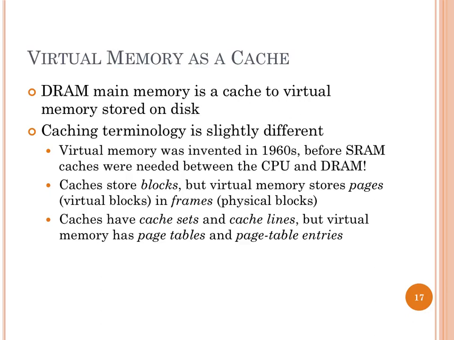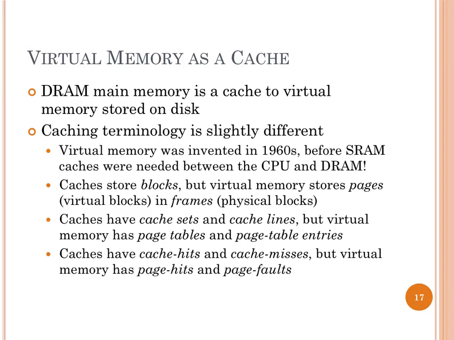And virtual memory has page tables and page table entries. The page table entries correspond somewhat to cache lines, but page table entries don't hold the page data. Cache lines hold the block data. Page table entries just say where the data is located in physical memory. Okay? Caches have cache hits and cache misses. Virtual memory has page hits and page faults. Okay? Very similar concepts here.